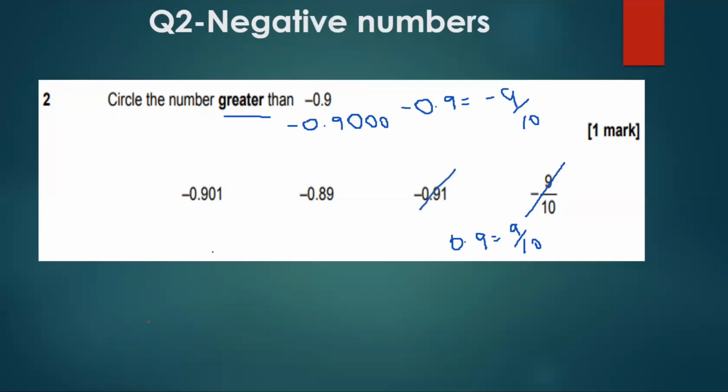Looking at this one, guys, I've got minus 0.901. So comparing this one here, 0, 1, that one is smaller than that 0, so it can't be that option there. So it leaves us with minus 0.89. So minus 0.89 is larger than minus 0.9, okay?